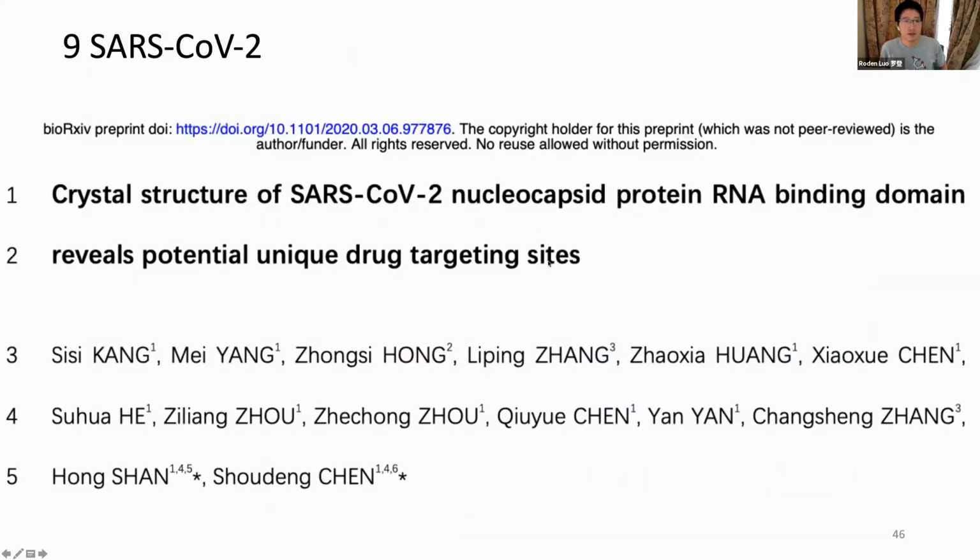Now it comes to the SARS-CoV-2 model. The SARS-CoV-2 research papers are all from bioRxiv. This paper is not open source. I put it here only for education purposes.